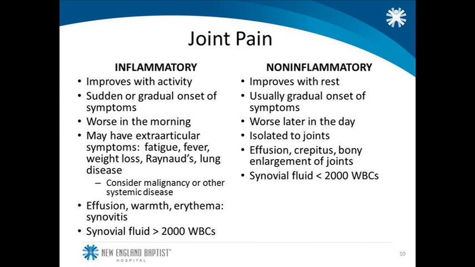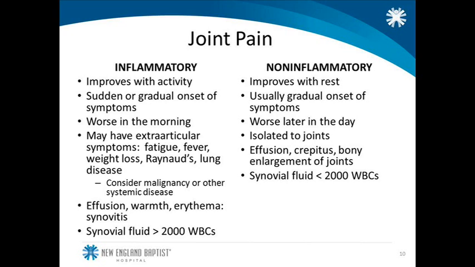In contrast, non-inflammatory arthritis improves with rest. There's usually a gradual onset of symptoms, and symptoms are usually worse later in the day after the patient has been active. Symptoms are isolated to the joint, so patients with osteoarthritis do not have extra-articular symptoms. Effusions can be present, but in this case, the joint is typically not warm and not erythematous.